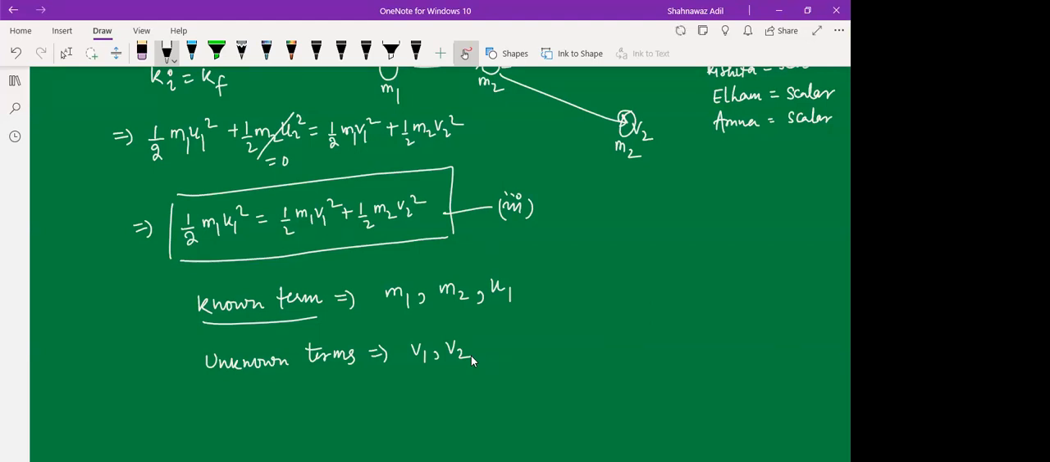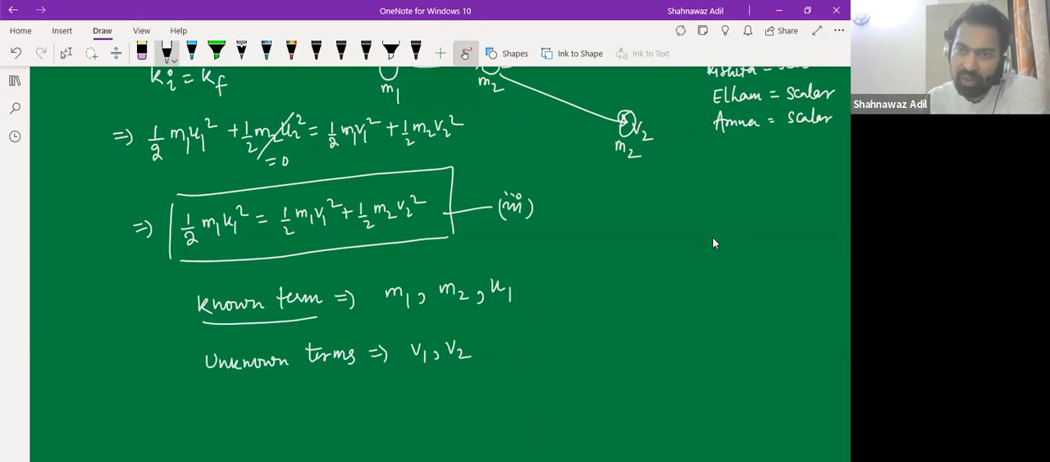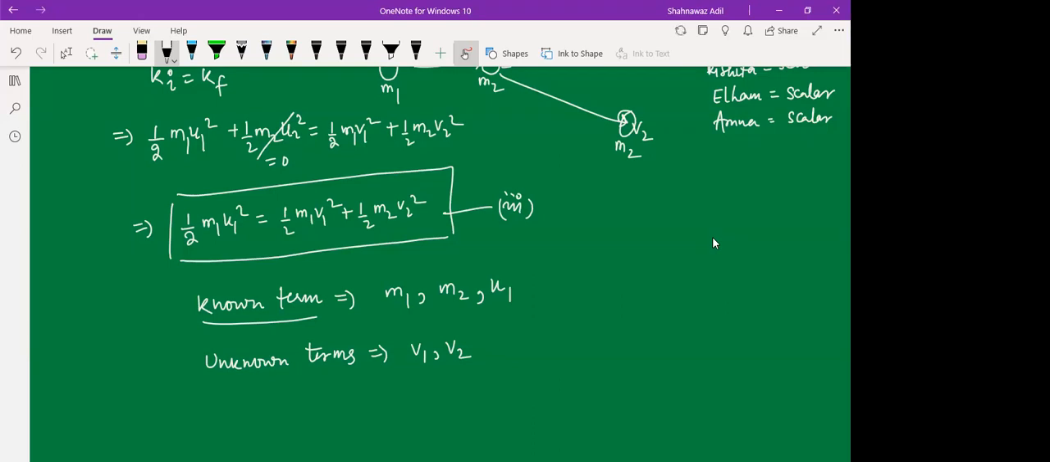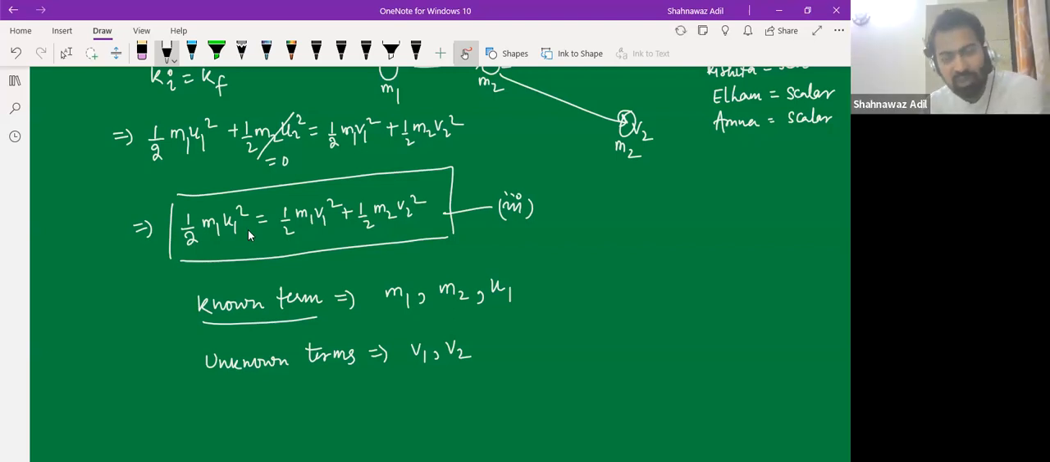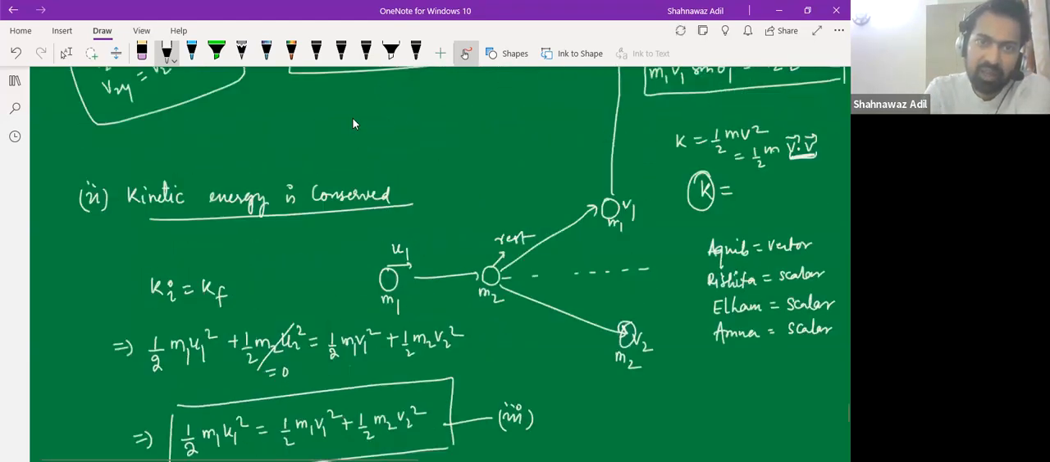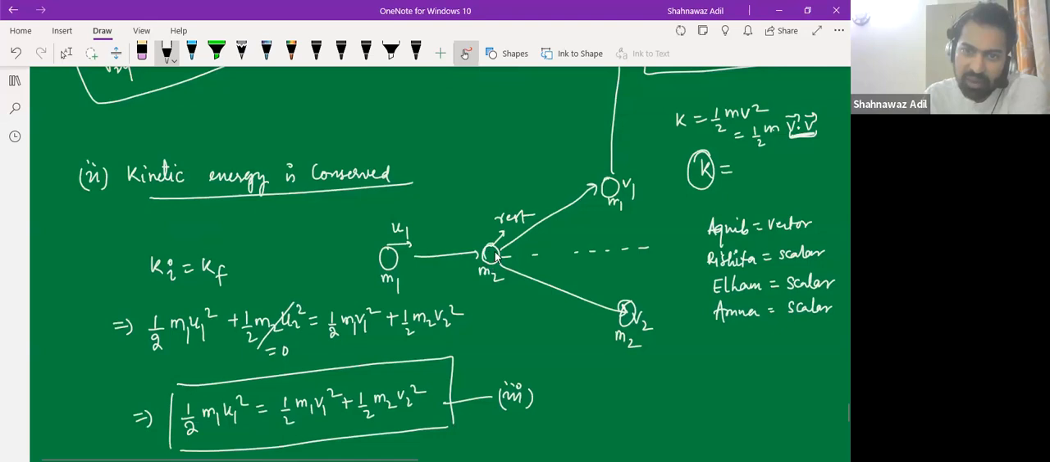K1. No, sir. One and zero. Yes, yes. What are you saying, everyone? U1 and U2, we know already. What was the speed with which it was moving, right? U2 is 0. So we know that this was at rest. So U1 we know, and M2 we know, M1 we know, U2 we know that is 0, right?